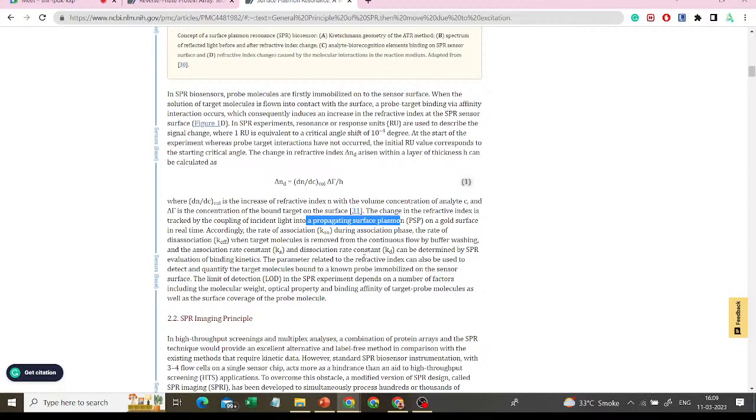The related parameters can also be used to detect and quantify the target molecules bound to a known probe immobilized on the sensor surface. So here you can say the limit of detection in the experiment depends on a number of factors, including molecular weight, optical property, binding affinity of target and probe molecules, as well as surface coverage.